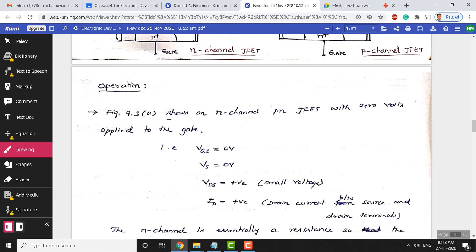Figure 9.3a shows an n channel JFET. Now, let us look into the transistor operation here. Specifically, we are showing you figure 9.3a, which shows an n channel JFET with 0 volts applied to the gate. You can see here we have made the gate to source voltage 0, and the source is tied to 0 volts, that means it is grounded. And there is a small positive drain source voltage applied between the drain and source, and that results in the drain current between the source and drain terminals.